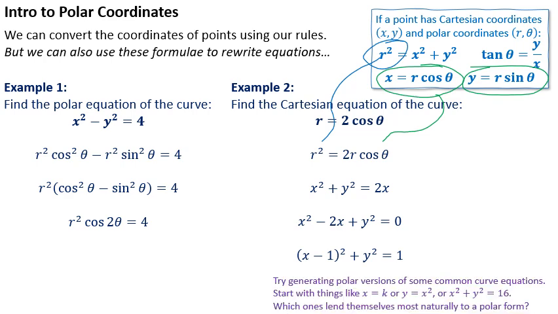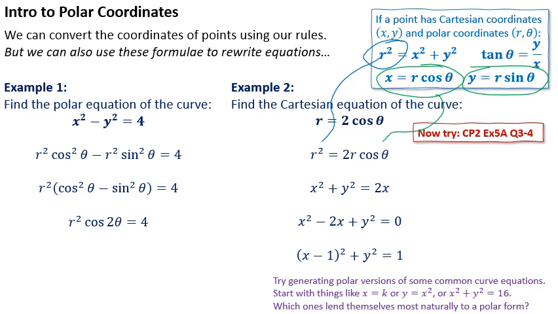I'd recommend you have a go at generating some polar versions of common curve equations for yourself. Try some straight lines. I'd recommend horizontal or vertical straight lines are a good starting point. You might want to try something like y equals x squared, or even a circle equation like x squared plus y squared equals 16. Maybe you'll be able to get a sense of which ones lend themselves most naturally to a polar form, and which of them tend to be easy and simple when they're in Cartesian form, but a real mess to deal with in polar form.